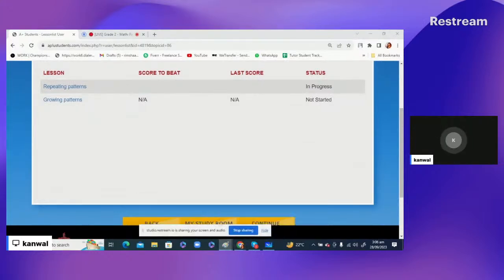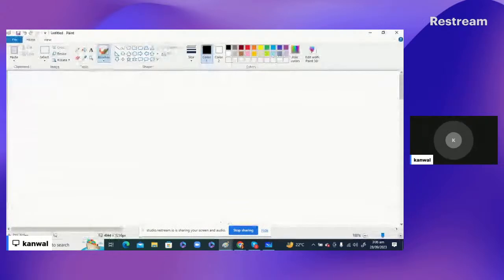So first of all, let's check what basically patterns are. First we discuss their definition. Okay? All right then. Okay, so definition. How can we define a pattern?